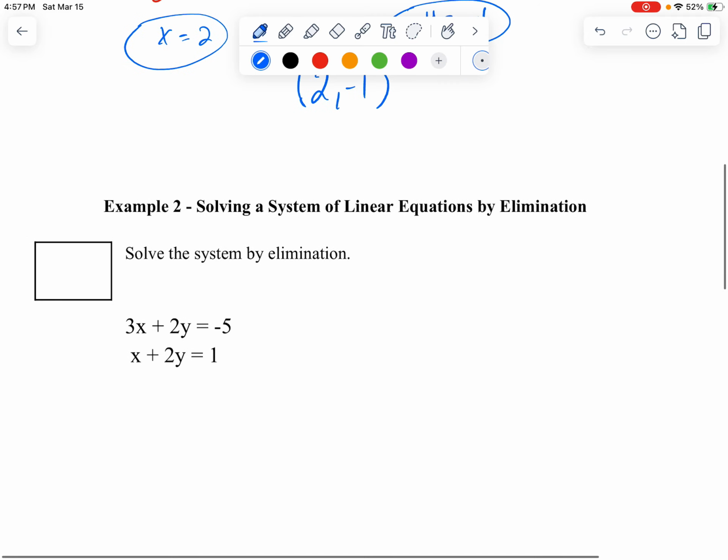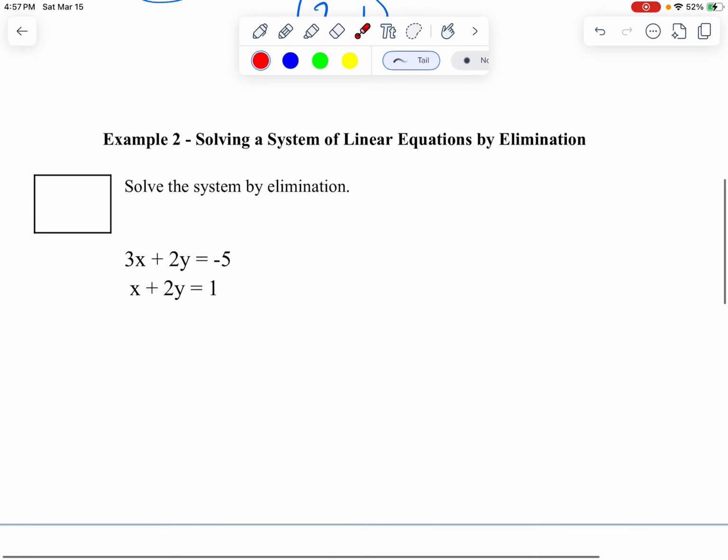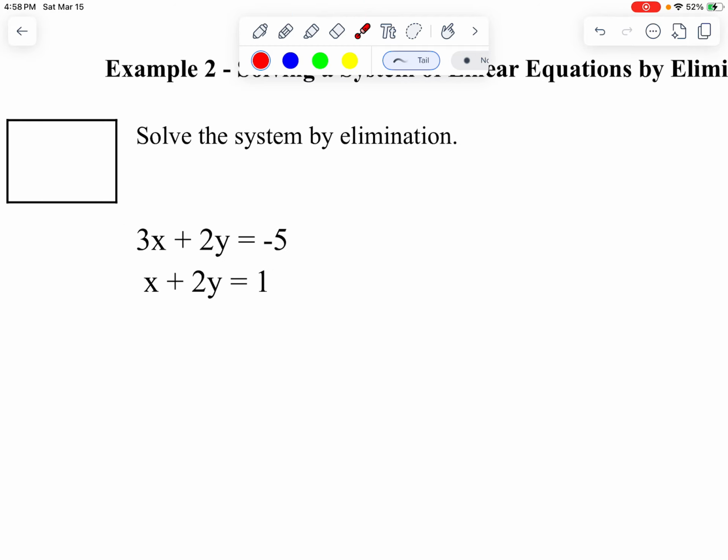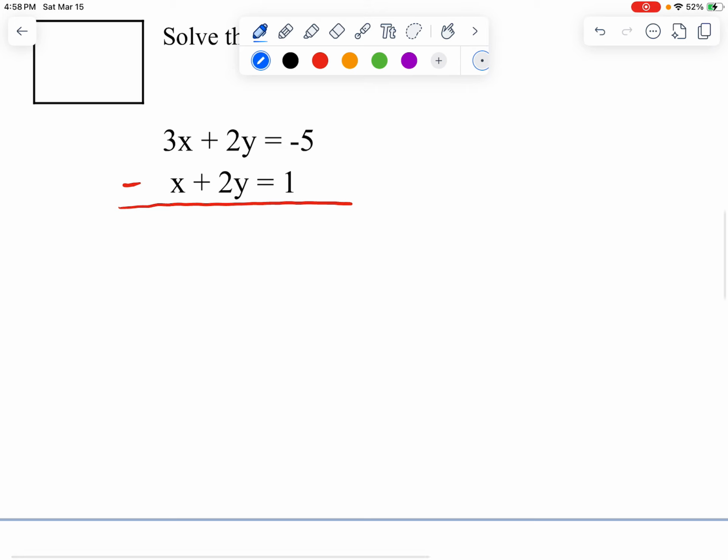Moving on to number 2. Again, we're looking for those matching terms. I've got 3x and 1x, so that doesn't really work out great. Again, I've got 2y and 2y again, but now they're both positive, so this would be that case where it might make more sense to subtract that other equation. And if you want to reverse the order of these before you subtract, you could do that too. So 3x minus x is 2x, 2y minus 2y is 0, and then negative 5 minus 1 is negative 6. So divide both sides by 2, you get x equals negative 3.